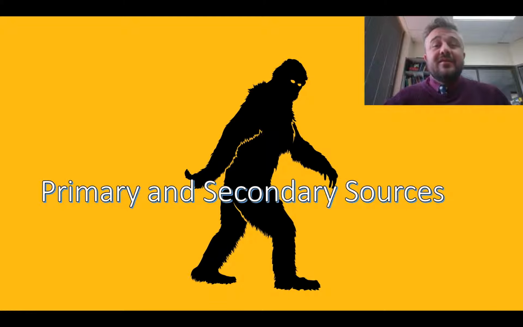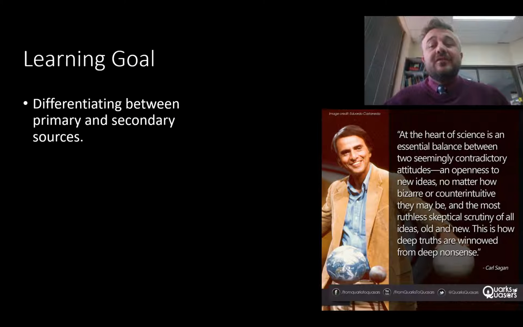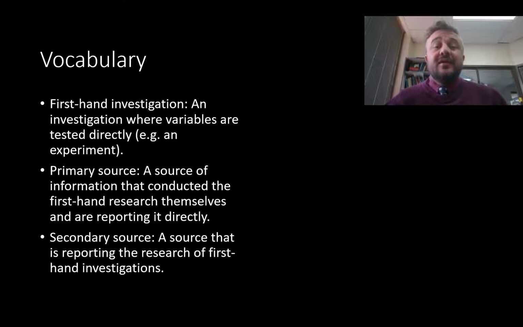What are they, so to speak? Our learning goal is that by the end of this, what we really want you to be able to do is to differentiate between whether or not something is simply a primary or a secondary source. Here's your vocabulary. If I can just get you to pause the video, write this down, and we'll refer back to it as we move through the lesson.